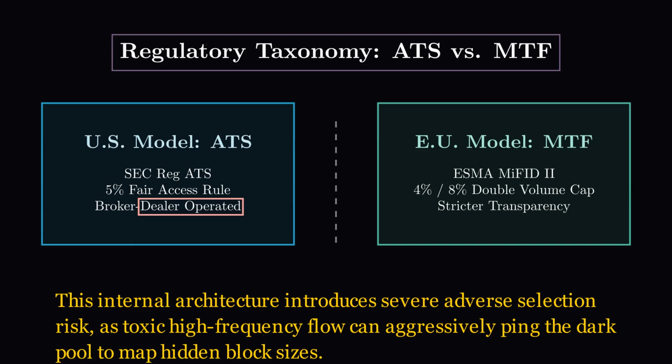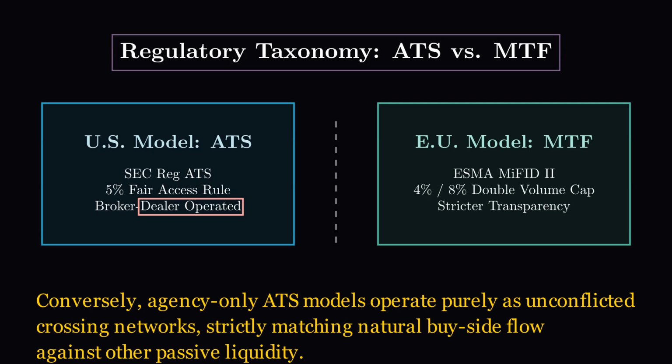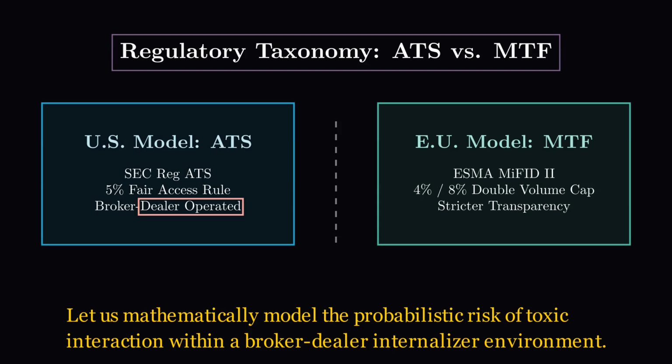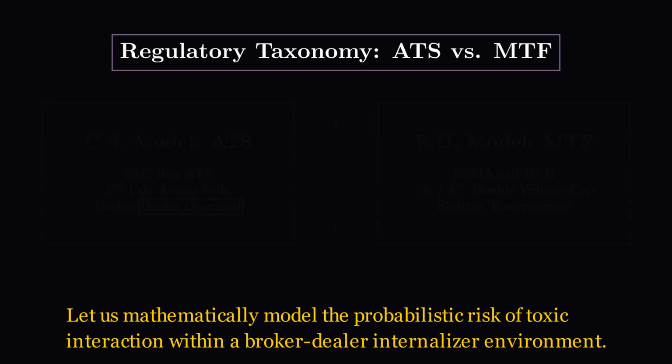This internal architecture introduces severe adverse selection risk, as toxic high-frequency flow can aggressively ping the dark pool to map hidden block sizes. Conversely, agency-only ATS models operate purely as unconflicted crossing networks, strictly matching natural buy-side flow against other passive liquidity. Let us mathematically model the probabilistic risk of toxic interaction within a broker-dealer internalizer environment.